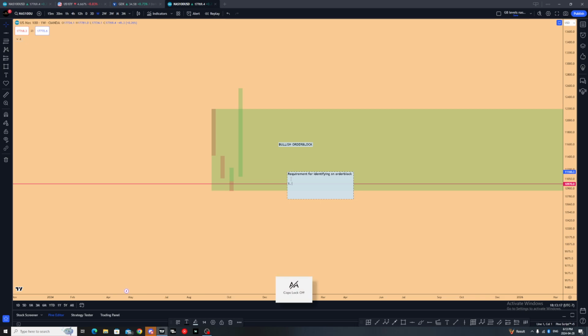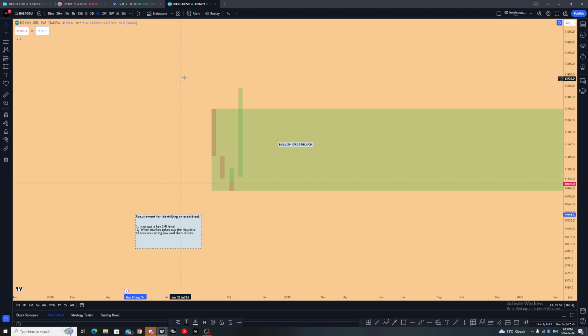First is map out the key SR level. Second is very often when market takes out the liquidity of previous swing high. Actually, in this case, since we're doing a bullish order block, we will talk about a previous swing low and then rallies.